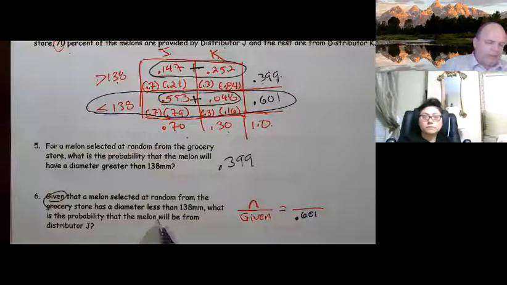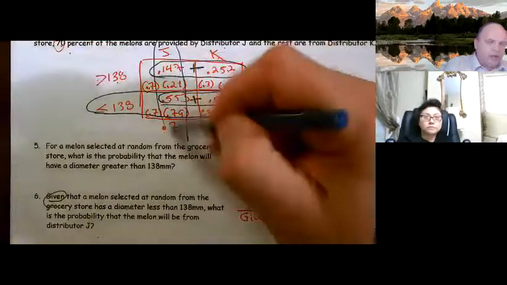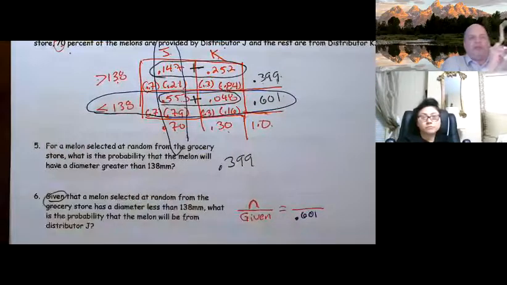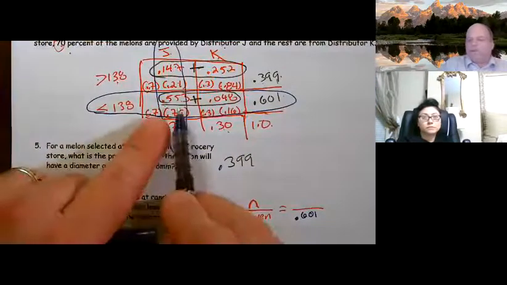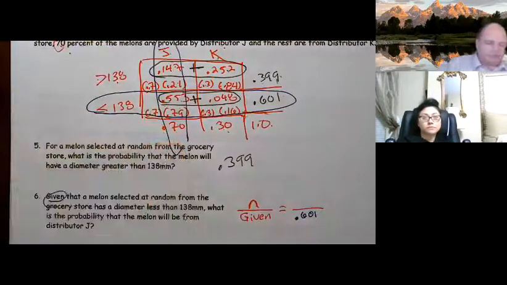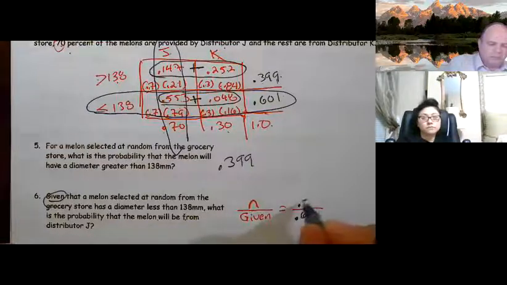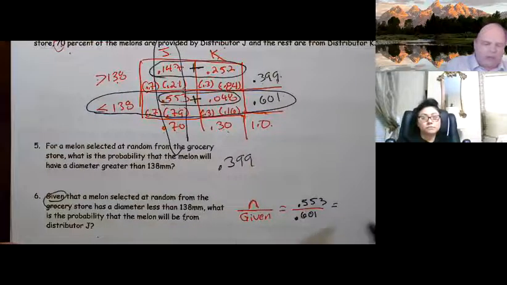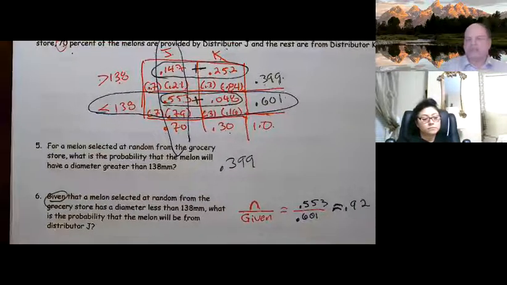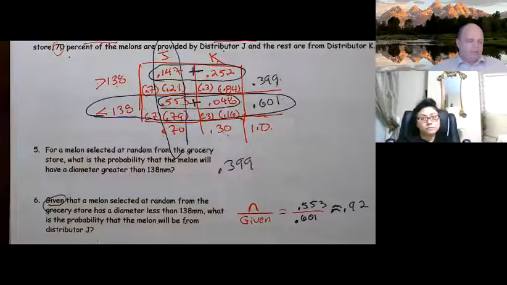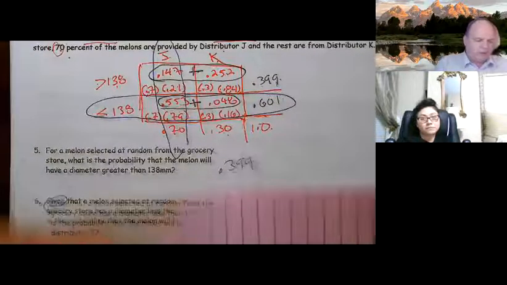What is the probability the melon will be from distributor J? So I circle the J. Here's my intersection, which is 0.553. And this should equal about 0.92. All right, I'm going to run out of room here, so I'm going to use some sticky notes.